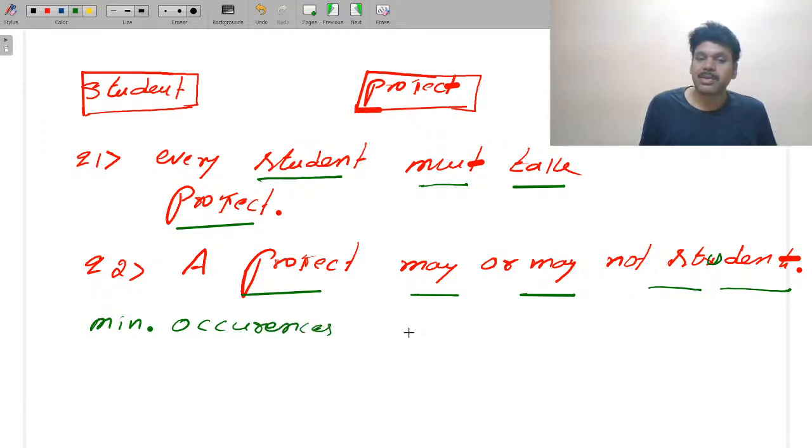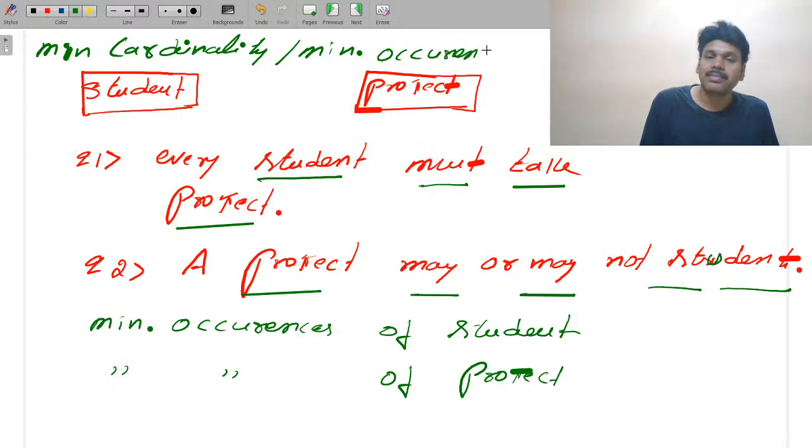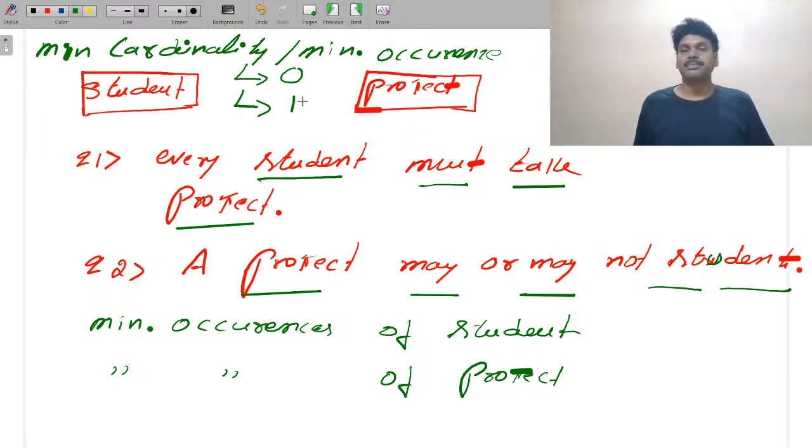Minimum occurrences of student and minimum occurrences of project. You observe, friends, when I am talking about minimum cardinality, also called minimum occurrence, it is represented with two values. One value 0 and other value 1. There are only two flavors of minimum cardinality, also called minimum occurrence.